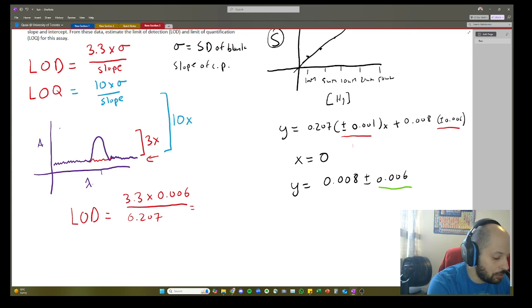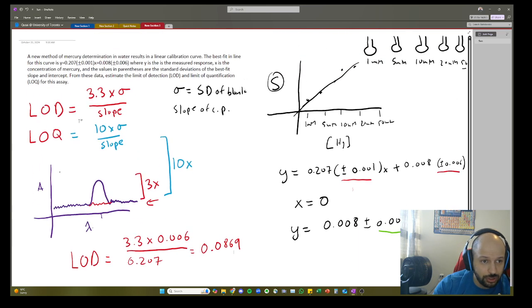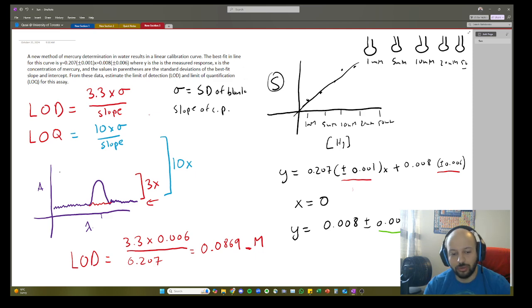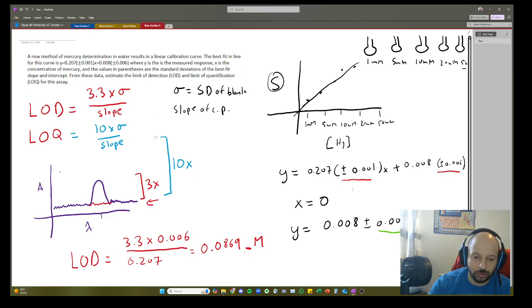one second, I have my value recorded here. It will be 0.0869. Now the only issue is the limit of detection should always be in units of concentration, and the question doesn't give me what units of concentration the equation of the line is given in, so it could be in micromolar, it could be in molar, it could be in millimolar. So it should be some type of molar, either micro or milli, I don't know, but there should be the units of either micromolar or millimolar when you're reporting the limit of detection.